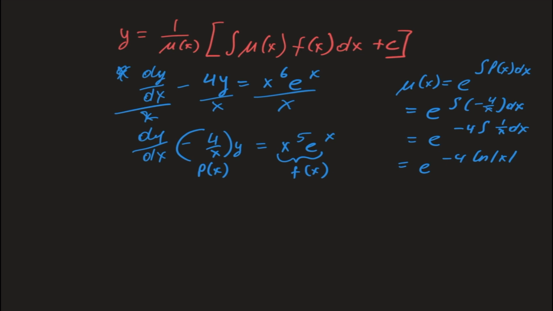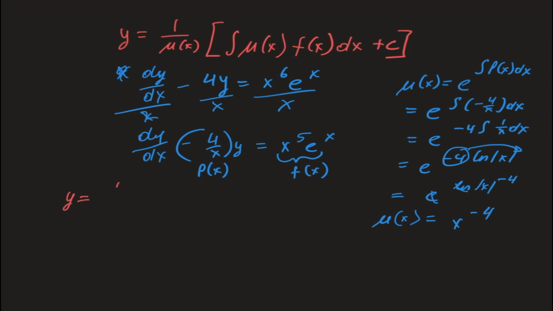of x. Now, with properties of natural logs, or logarithms, period, we can take this negative 4 and bring it up as a power. So this would just simplify to e to the ln of x to the negative 4th power, and we can now cancel this e and ln, if you will, and have x to the negative 4th power as my mu.